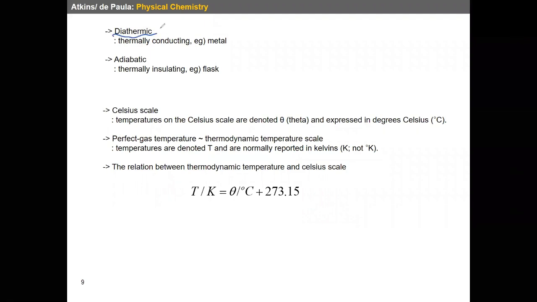다이아서믹 같은 경우에는 열이 흐를 수 있게끔 해주는 시스템을 다이아서믹 시스템이라고 하고, 다이아바틱 같은 경우에는 인슐레이팅이 되는 거죠. 그러니까 열전도가 일어나지 않는, 플라스틱 같은 게 있겠죠. 열전도가 일어나지 않는, 서멀리 인슐레이팅 되는 그런 시스템을 다이아바틱이라고 얘기를 하고 있고요.